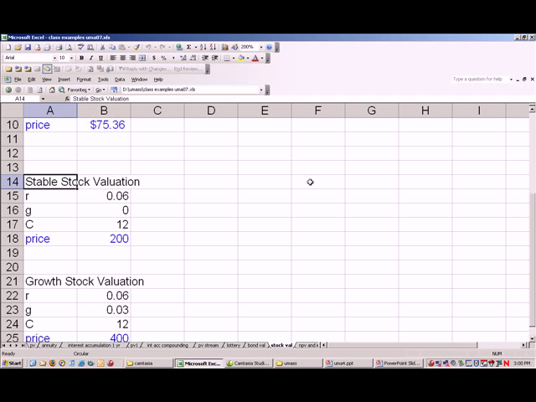We're back to our Excel file, and I've labeled a part of this spreadsheet stable stock valuation. The parameters are, we have a market capitalization rate of 6%. We have a no growth firm, so the rate of growth is 0. I'll come back to that concept in a bit. And the perpetual dividend is $12 per share. In this very simple example, the price of a share of stock in a no growth firm is simply the ratio of the perpetual dividend to the market capitalization rate. So the price of this stock should be $200.